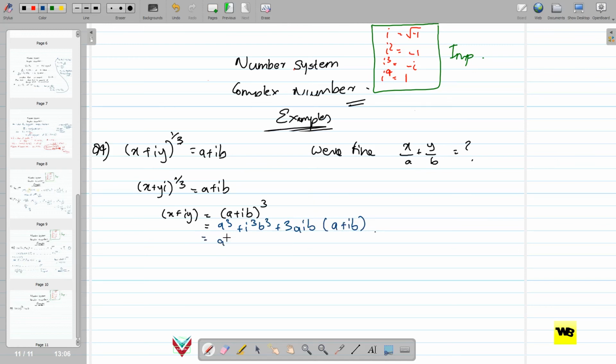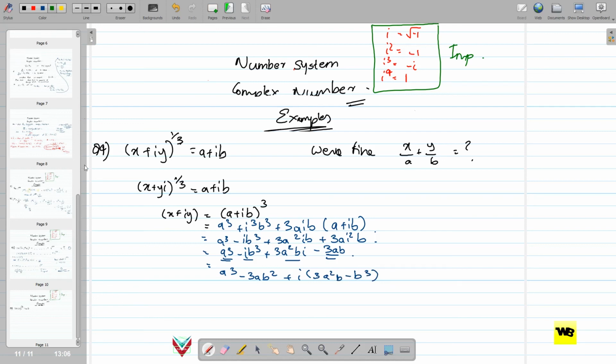So here we get a cube minus ib cube plus 3a squared ib plus 3a i squared b, and then a cube minus ib cube plus 3a squared bi minus 3ab squared. So here we will take these two terms as a cube minus 3ab squared, and we will take these two terms as the imaginary part, 3a squared b minus b cube. So we will get the answer in this manner.